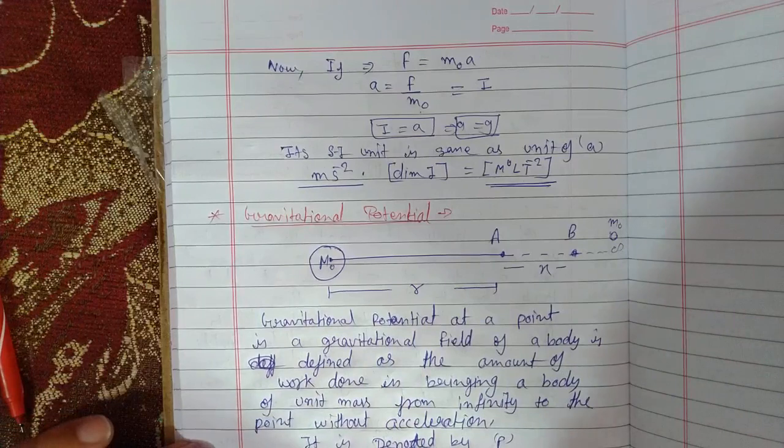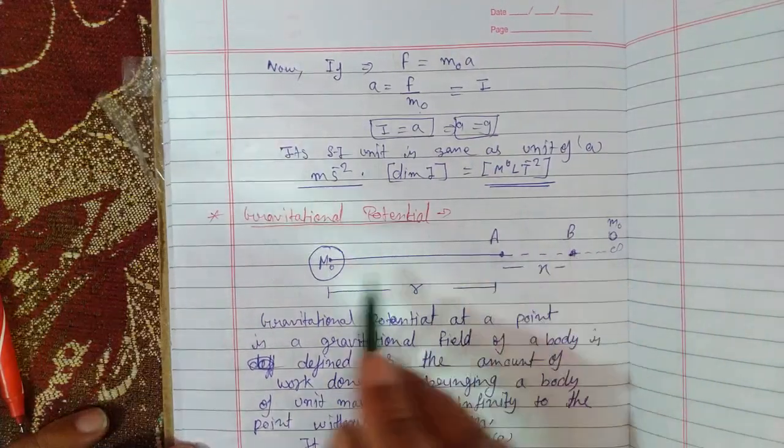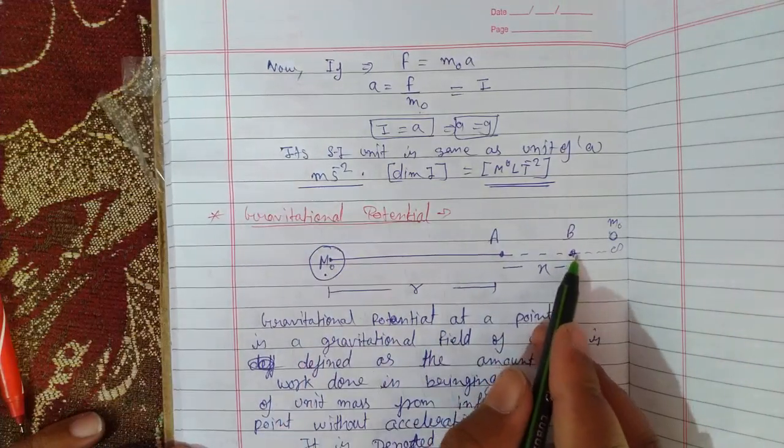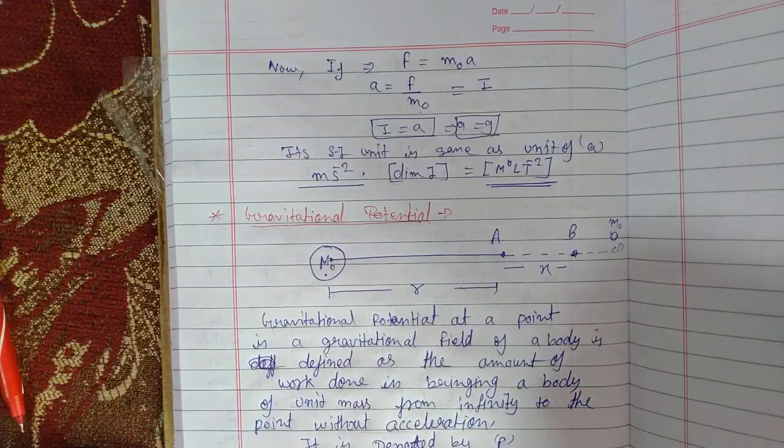Therefore gravitational potential is the work done in bringing a unit mass from infinity to that point where the force is experienced by the unit mass in presence of the gravitational force of the first body.